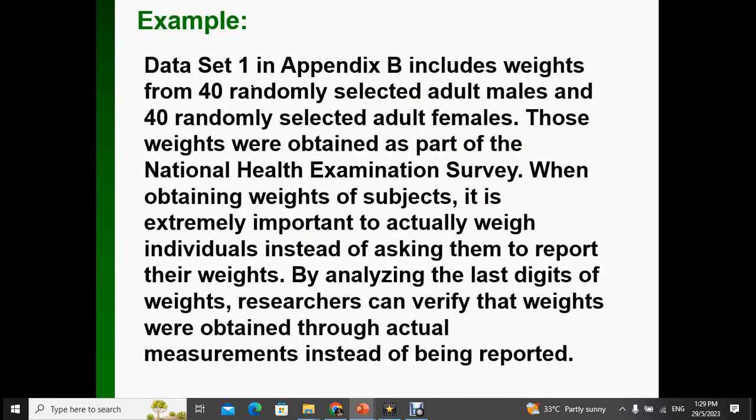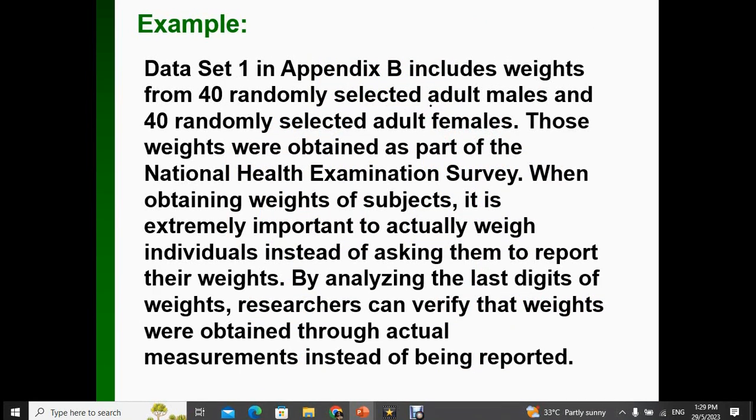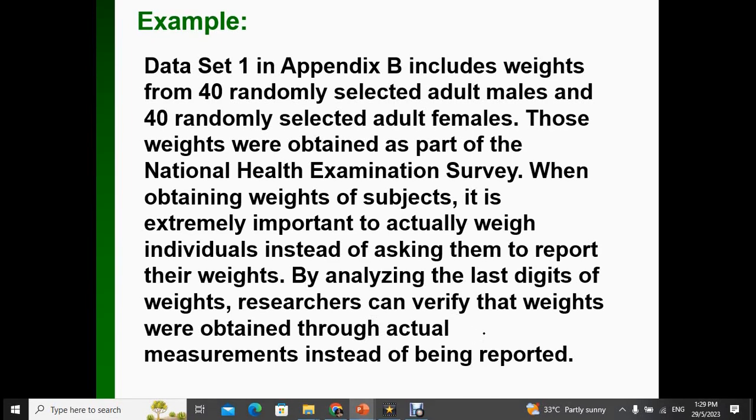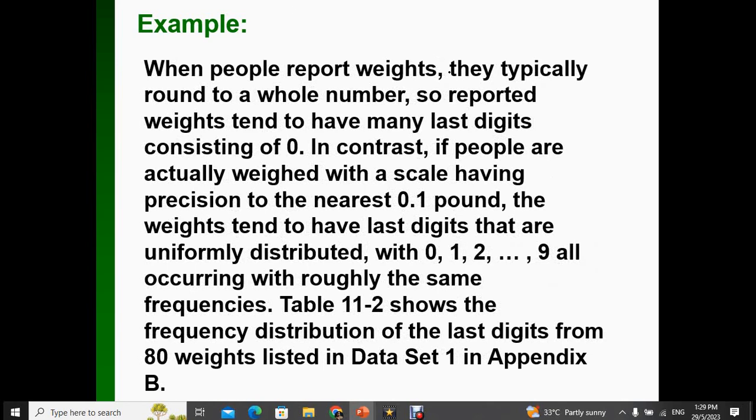For example, we have a data set in the appendix including weights of 40 randomly selected adult males and 40 randomly selected adult females. Those weights were obtained as part of the National Health Examination Survey. When obtaining the weight of a subject, it is extremely important to actually weigh the individual instead of asking for reports. By analyzing the last digit of the weight, researchers can verify that the weights were obtained through actual measurement instead of being reported. When people report weight, they typically round to a whole number, so reported weights tend to have a last digit of 0. In contrast, if people are actually weighed, the scale reads to the nearest 0.1 pound, so the last digit can be any number.